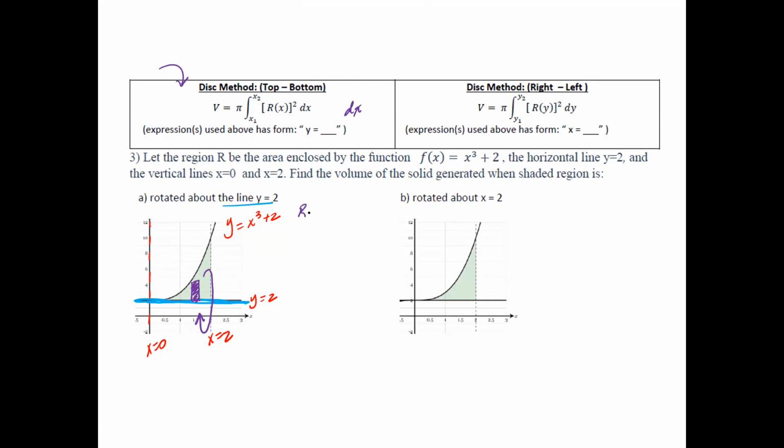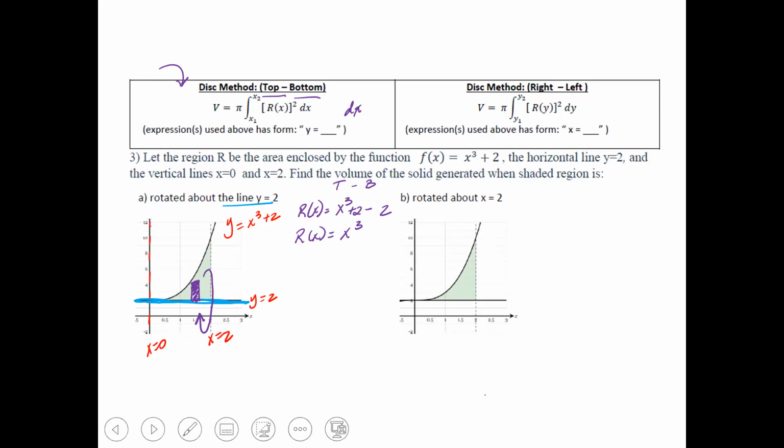So let's go ahead and find what our r of x is going to be, which is going to be top minus bottom. So the top part of this rectangle is x cubed plus 2, minus the bottom, which is y equals 2, so minus 2. So r of x is just going to be x cubed.